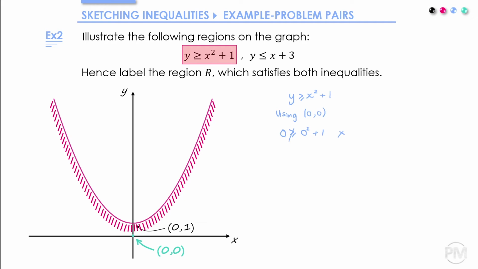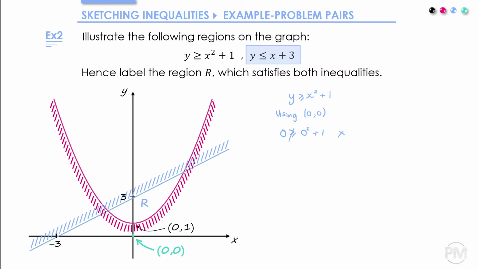Next up, we'll draw y is less than or equal to x plus 3. So we've got a y-intercept at 3. When y equals 0, you get x is minus 3. So drawing a line through those gives us this. We want the region where y is less than x plus 3, so we want underneath the line, so shade above the line. Finally, label your region R.